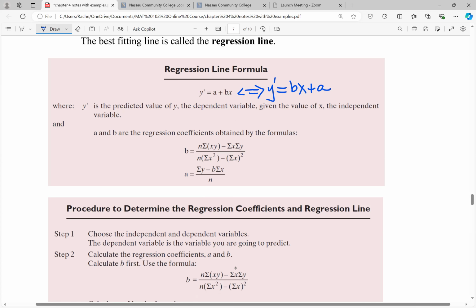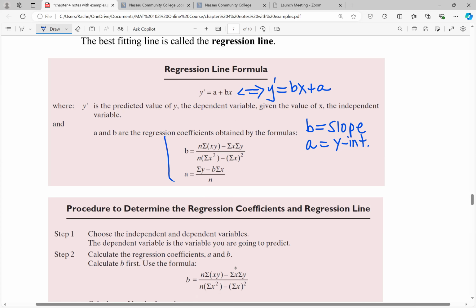Order doesn't matter when we add, but it does matter which one is the slope and which one is the y-intercept, right? So you guys are used to y equals mx plus b, but instead of using m for the slope in the regression equation, we use b. So b represents the slope, and then a is our y-intercept. Okay, so instead of m and b, we're using b and a to represent the slope and the y-intercept. We're just using different letters.